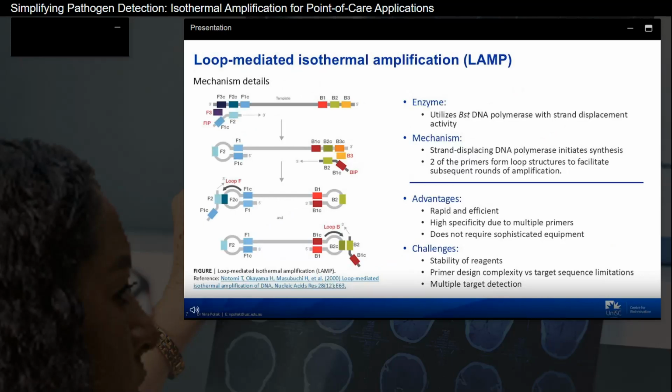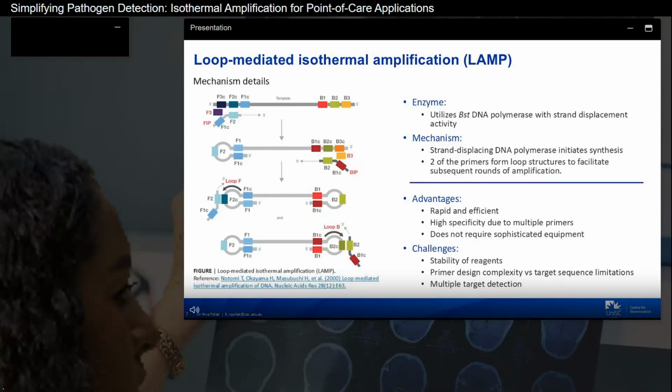Next, let's focus on loop-mediated isothermal amplification, short LAMP. It's a technique that's been gaining popularity in point-of-care diagnostics due to its speed and simplicity. How does it work? LAMP relies on the Bst DNA polymerase, an enzyme with strand displacement activity. This enzyme initiates the synthesis of DNA, while two specially designed primers form loop structures. These loops make the amplification process more efficient, allowing for rapid cycling of reactions.